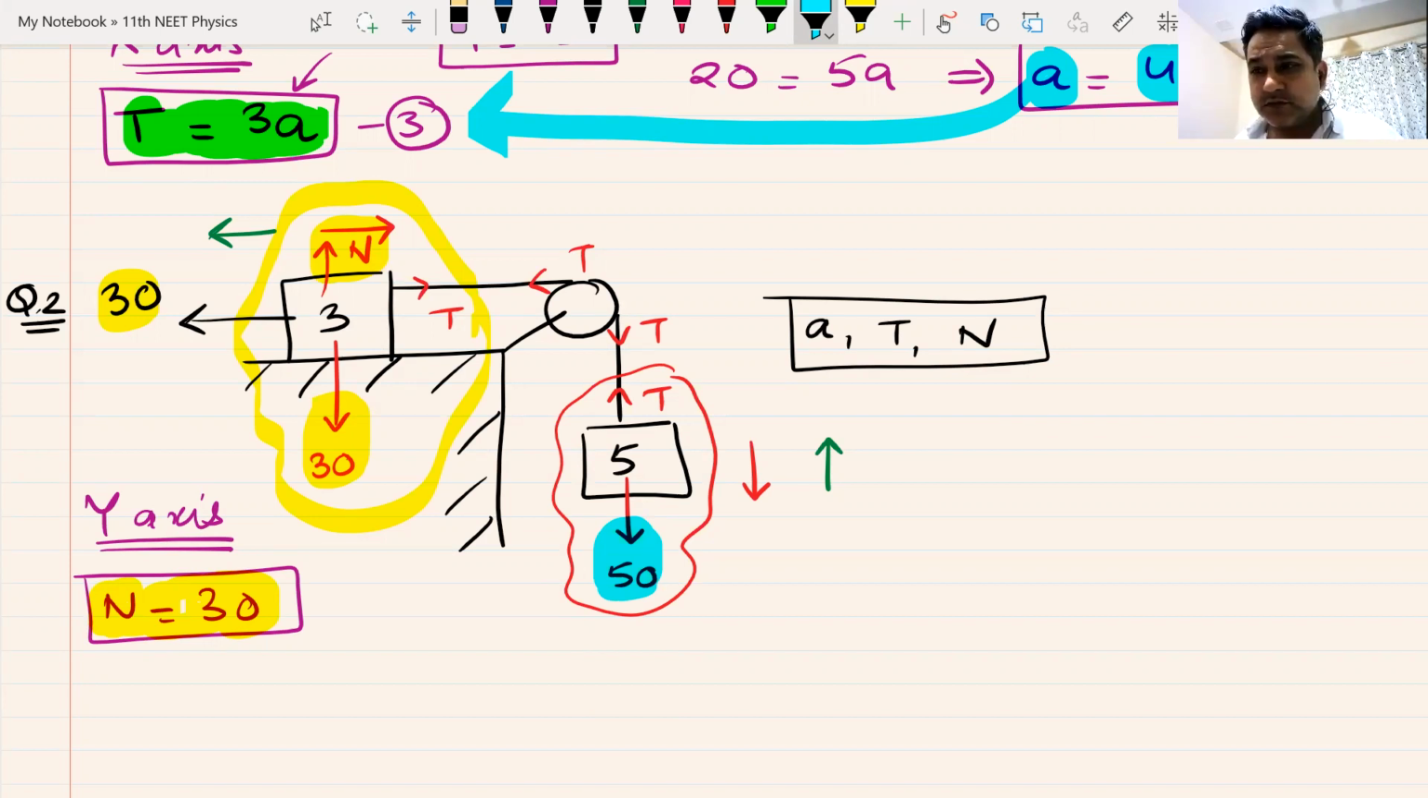If it is trying to pull the 3 kg leftwards, it is trying to pull the 5 kg upwards. That means effectively, if you imagine this 5 kg block or this system, it is experiencing 50 newtons trying to pull it downwards, and 30 newtons trying to pull it upwards. Now that makes it simple to understand where this block is going to move. Is it going to move downwards or upwards? Where is the system going to move?